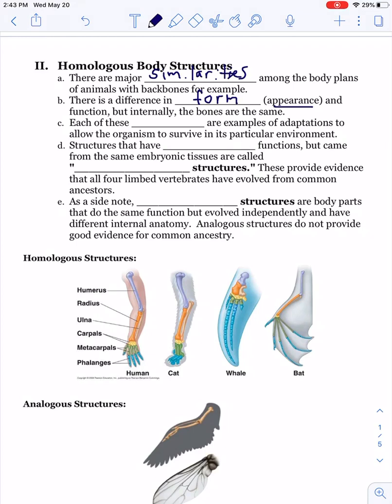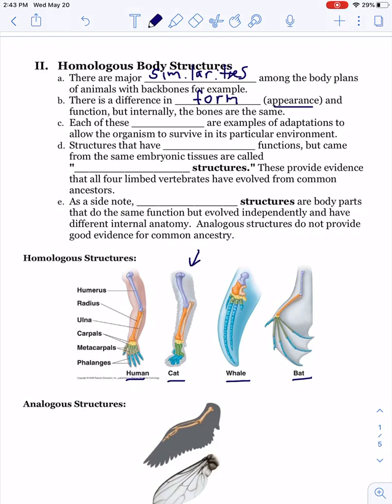So down here, you have a human, you have a cat, you have a whale, you have a bat. And since we've already done anatomy, you get a really good idea of the bones. You know that the humerus is in the upper arm and the radius and the ulna in the lower arm. You have carpals, metacarpals, and phalanges. Well, a cat has the same bones.